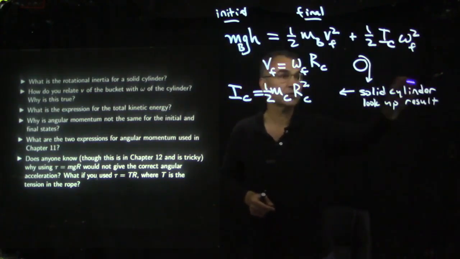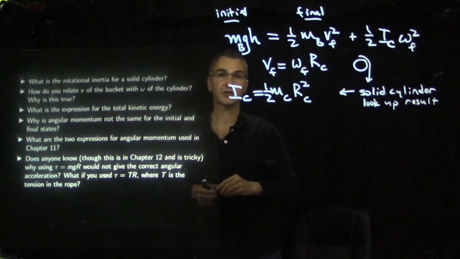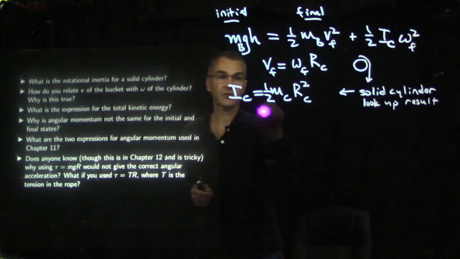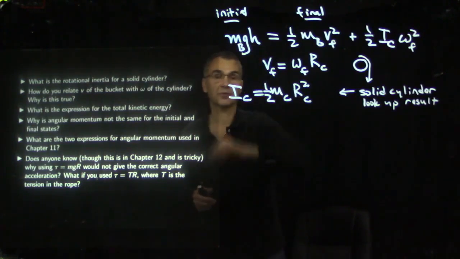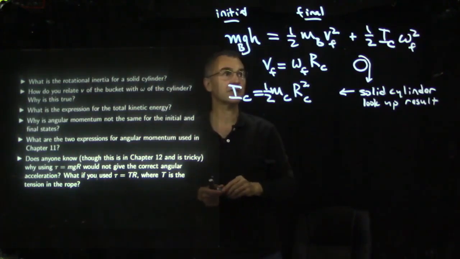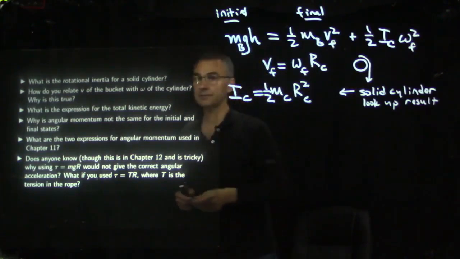And then we're told that the cylinder is a solid cylinder, so we can just look up in our favorite table of rotational inertias that the rotational inertia of a solid cylinder of radius r, mass m, is 1/2 mr squared. And remember, this is the mass of the cylinder, which is different from the mass of the bucket with its water. So I think that's all you need to solve the problem, because you can just plug this in and then everything is in terms of omega final, and you have all the masses.